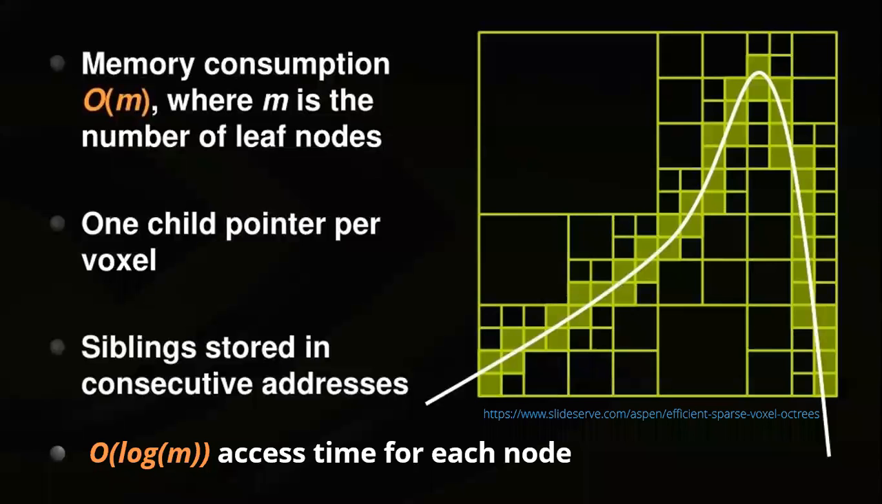While working with 3D spaces, Octrees are an efficient choice as they reduce the memory consumption from O of m cube to O of m, where m is the number of leaf nodes. The data structure also proves to be beneficial in terms of time complexity, as its access time for each node is just O of log m, which would be O of m if the data was stored linearly, which means we get to perform find, insert, and search operations on a 3D object in just logarithmic time. The data structure stores one child per voxel, and the siblings are stored in consecutive addresses.